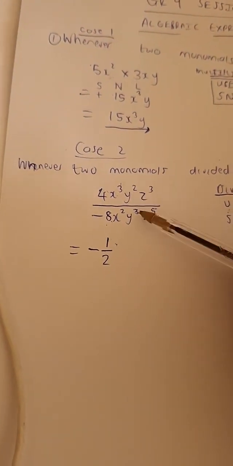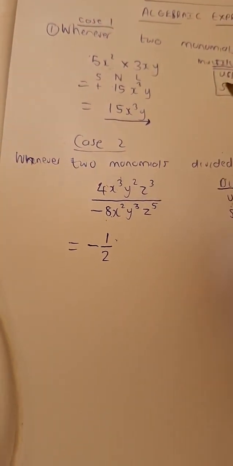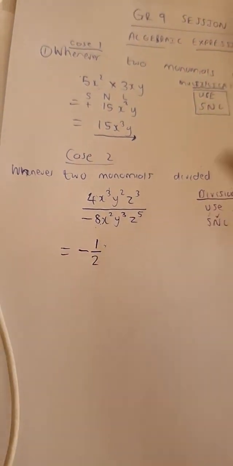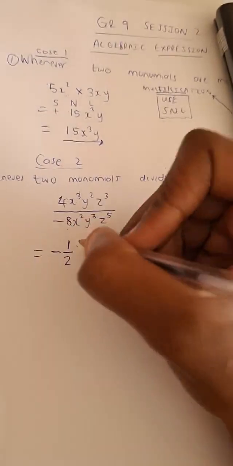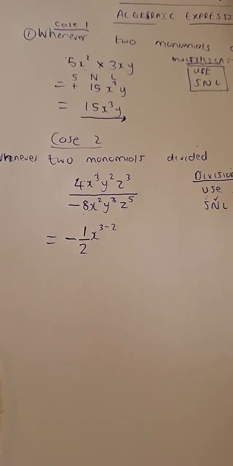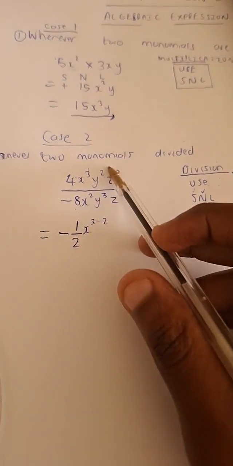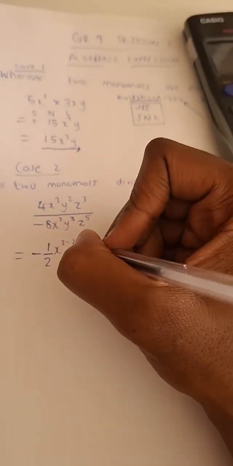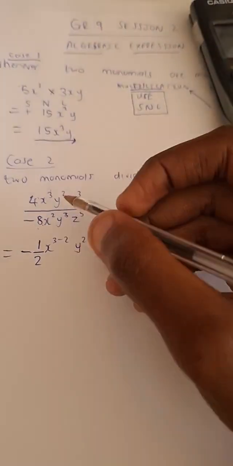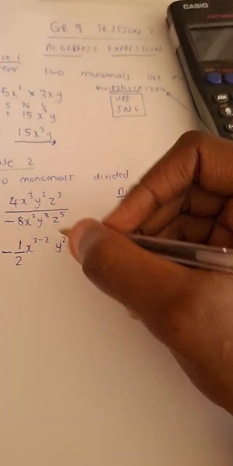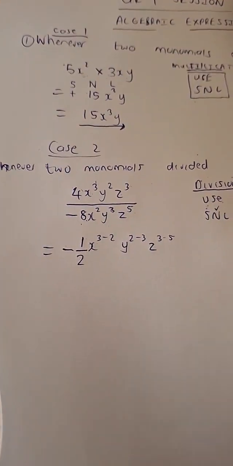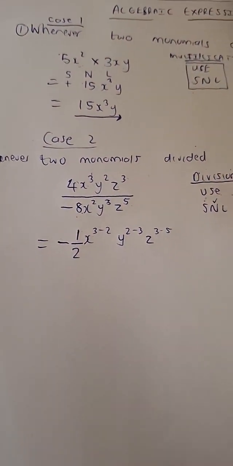Okay, so you're asking yourself, who's going to take who? Or you can go ahead and just apply the laws of exponents as you know it. Keep the base, subtract the exponents in that position. So here we have x to the power, in the numerator, 3 minus 2. y squared, y to the power 3, y to the power 2 minus 3. z to the power 3, z to the power 5, z to the power 3 minus 5. This is us applying our laws of exponents directly.